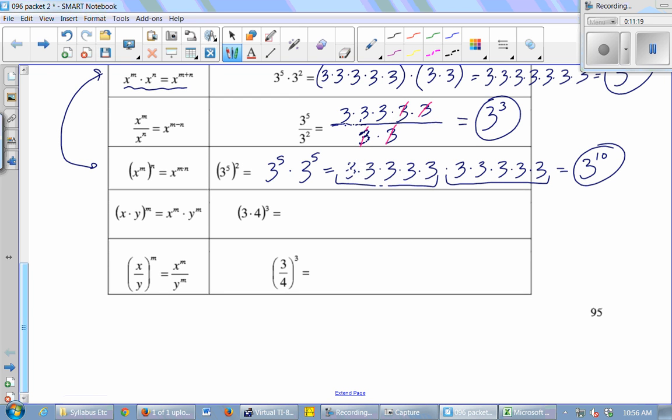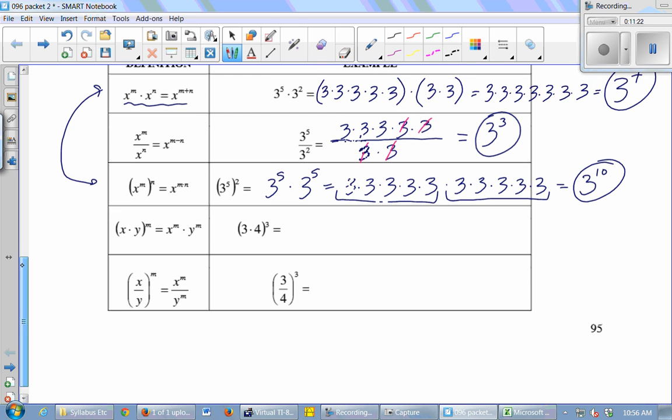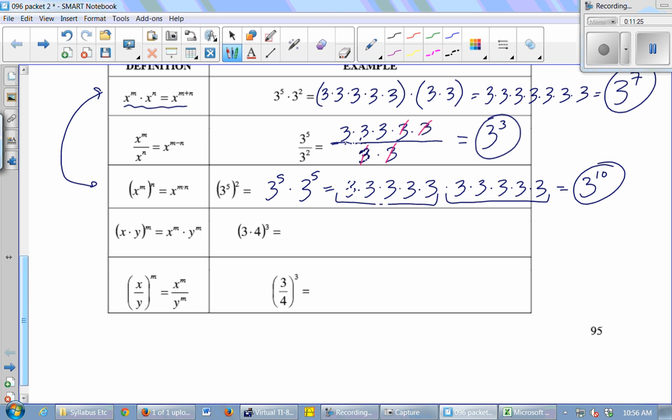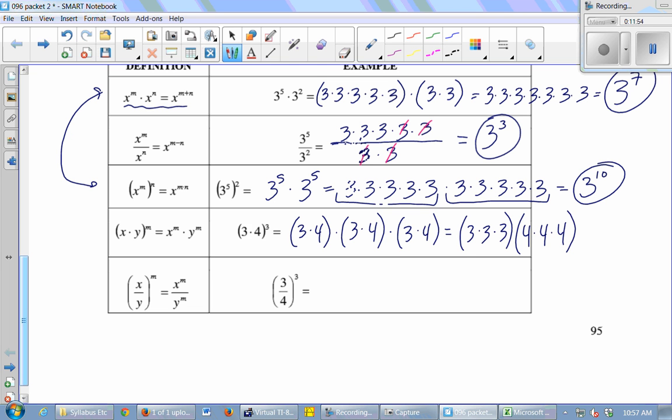All right. What if I want to do a multiplication problem? 3 times 4 quantity cubed, right? Well, cubing means multiply that thing times itself 3 times, right? So this means 3 times 4 times 3 times 4 times 3 times 4. I just copied the thing in parentheses. I copied it down 3 times because it's being cubed. And then multiplication can be done in any order, and this is all multiplication. So I've got 3 times 3 times 3 and 4 times 4 times 4. How could I write that 3 times 3 times 3 using an exponent?